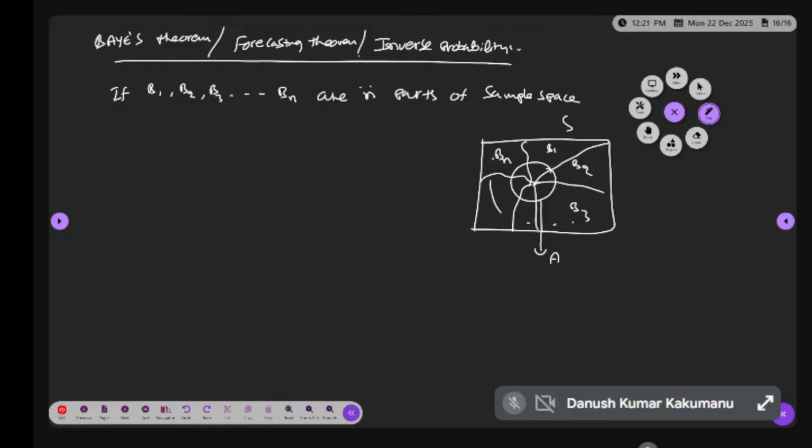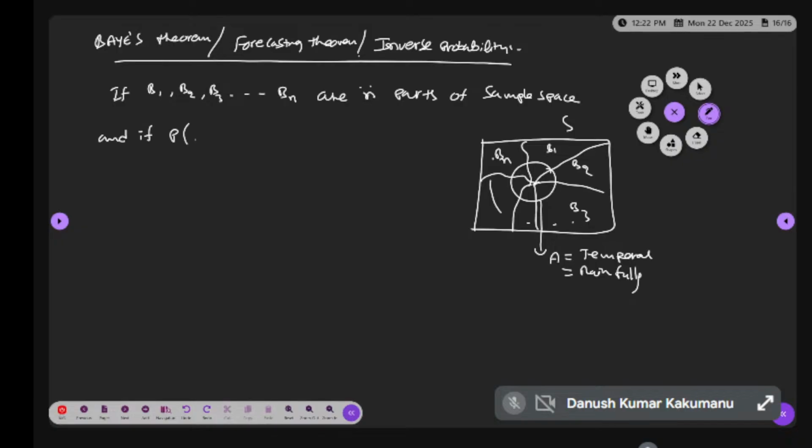Complete sample space is divided into how many parts here? V1, V2, V3, Vn: n parts. A is a random event. Let us take A as temperature, rainfall or humidity, something that occurs. V1, V2, V3, Vn are n parts of the sample space.